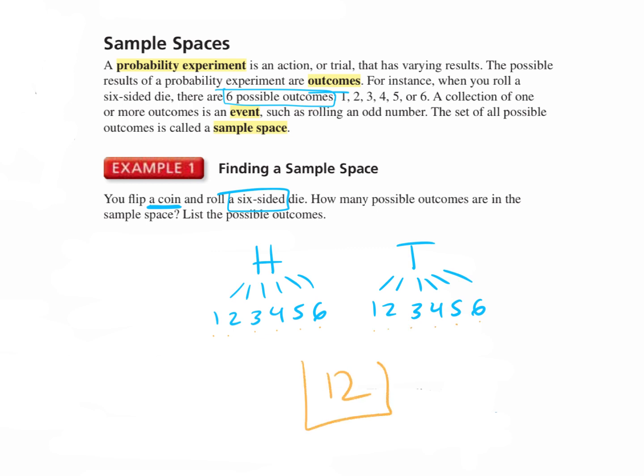12 possible outcomes. Another way that we can find that is by taking the possible outcomes of each one happening. So I have 2 outcomes when I flip a coin and 6 outcomes when I roll a die. And what's 2 times 6? 12. So you could just multiply.